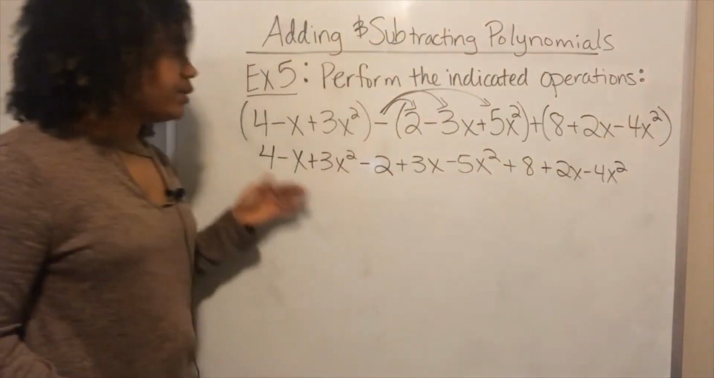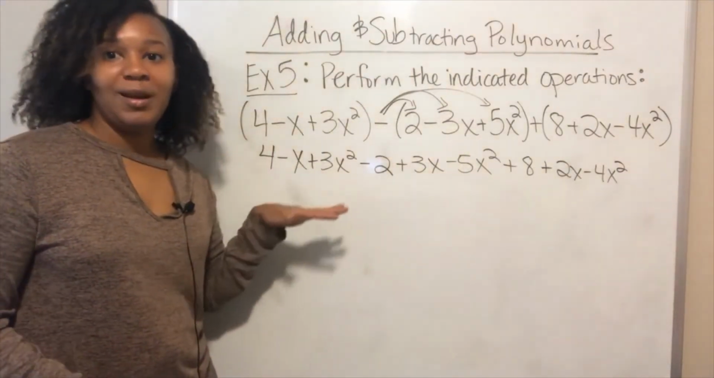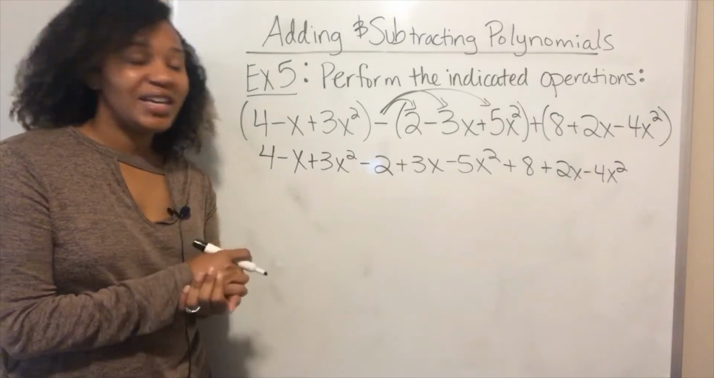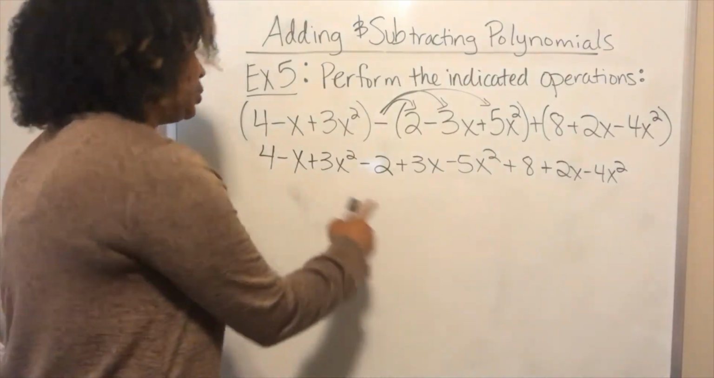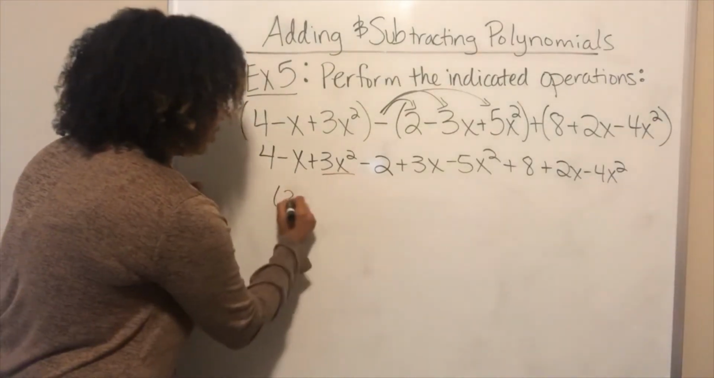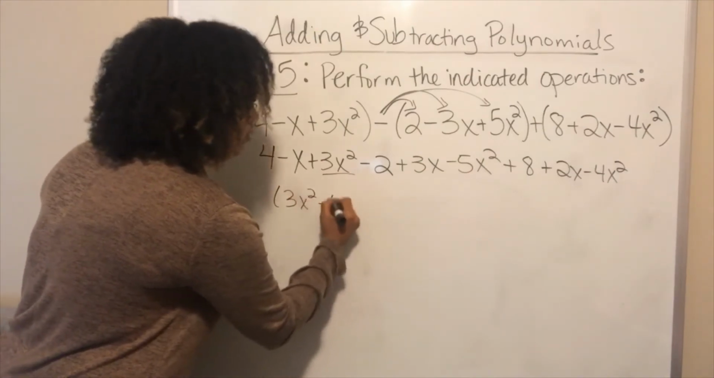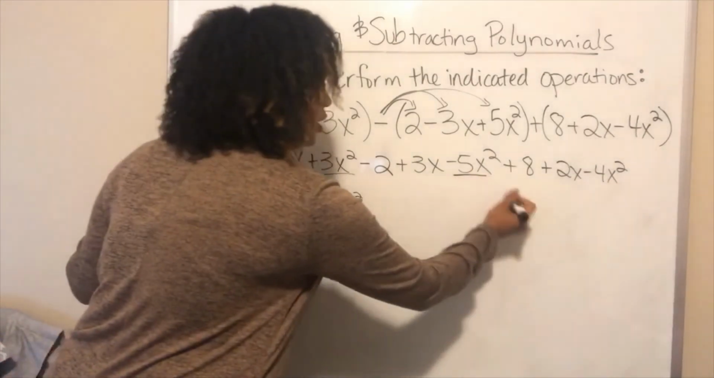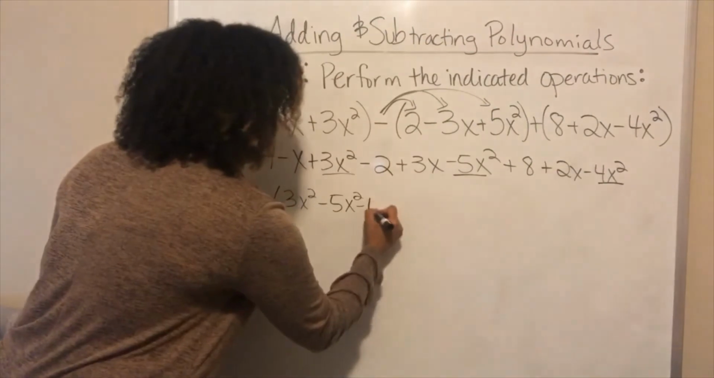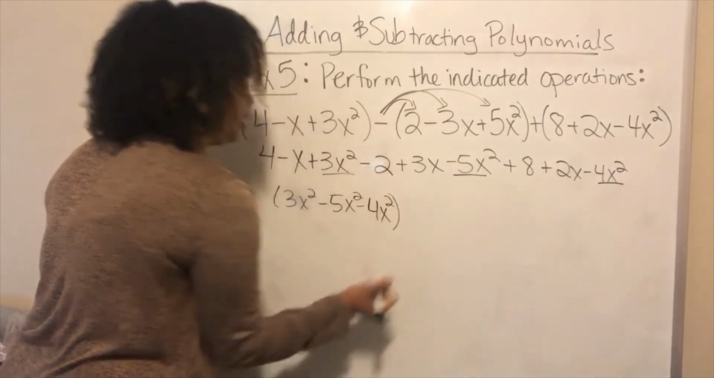All right, so now I want to go through and combine all of my like terms. So I want to start with the biggest exponent. My biggest exponent is 2. So I have this 3x squared, I have this minus 5x squared here, and then I also have this minus 4x squared. So those are considered like terms.